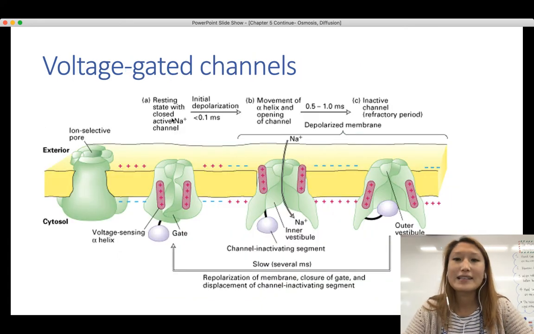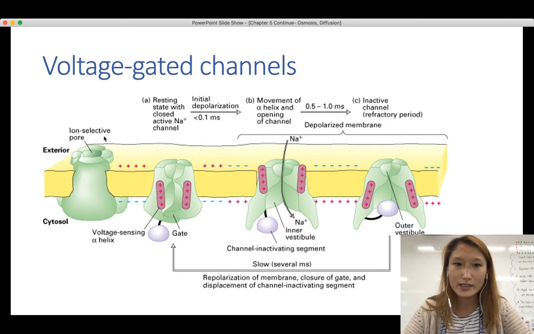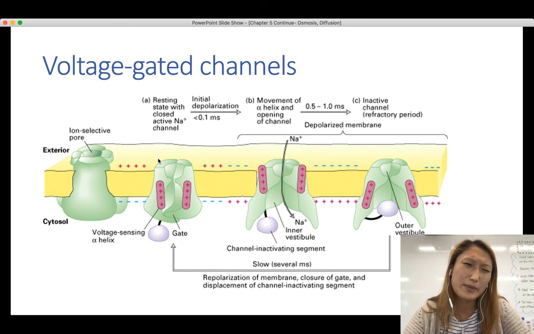A typical example will be your neurons. We'll talk about this in the future. Specifically, we'll talk a little bit more about neurons, but voltage-gated channels open and close based on the difference in charges across the cell membrane.